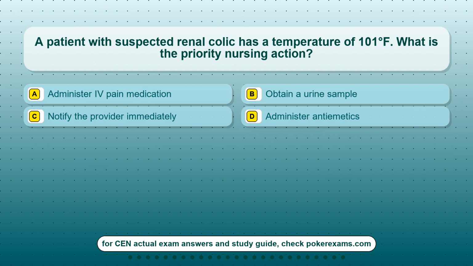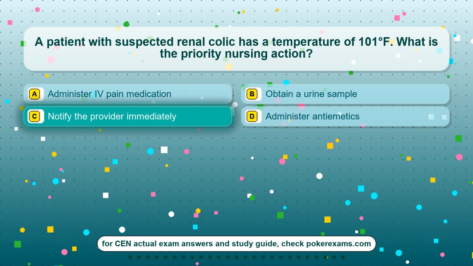Question 15. A patient with suspected renal colic has a temperature of 101 degrees Fahrenheit. What is the priority nursing action? Option A, administer IV pain medication. Option B, obtain a urine sample. Option C, notify the provider immediately. Option D, administer antiemetics.